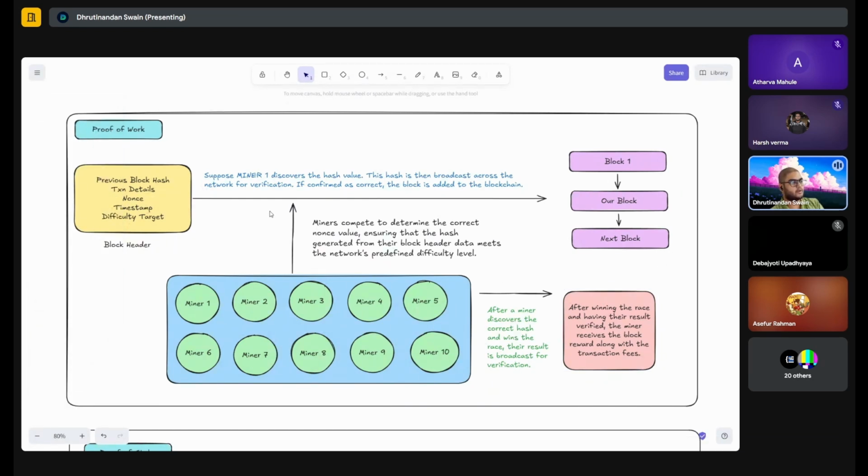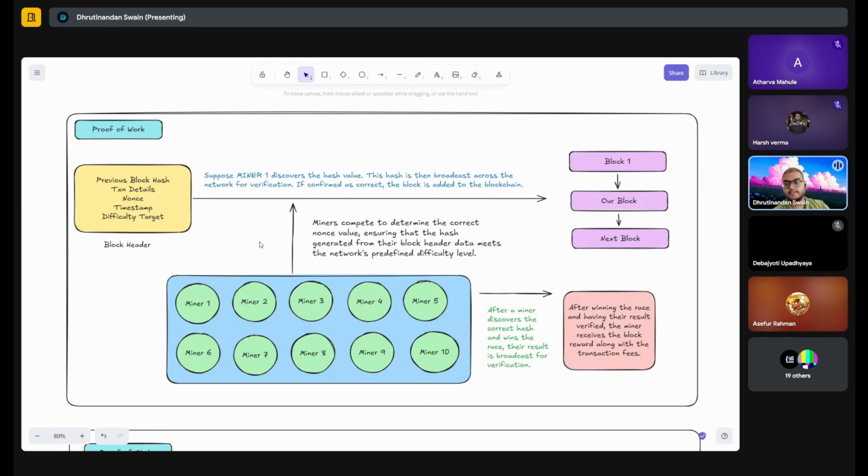So this is about proof of work, I guess. Does anyone have any doubts on this proof of work? It is a simplified explanation of proof of work itself, the concept. So I guess no one has any doubt.